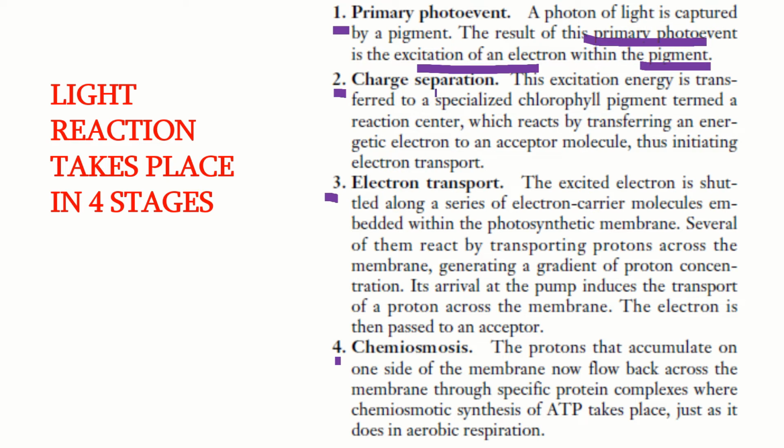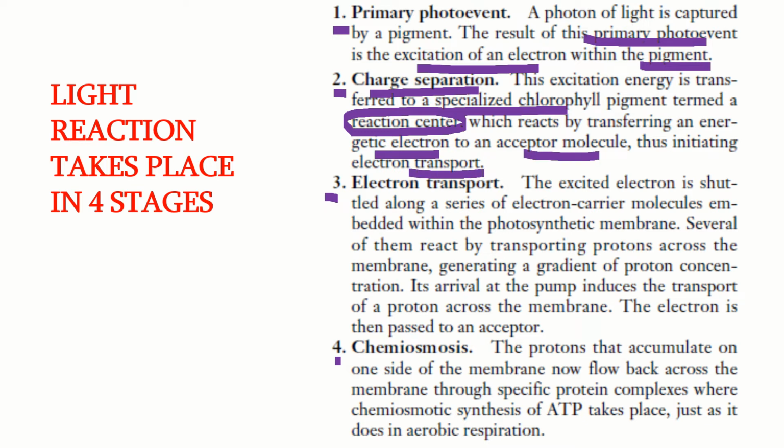Second is the charge separation. This excitation energy is transferred to a specialized chlorophyll pigment. It is called reaction center. We found earlier this term also. So, reaction center is the chlorophyll pigment molecule which is accepting the excitation energy. And this reaction center responds by transferring an energetic electron to an acceptor molecule, thus initiating electron transport.